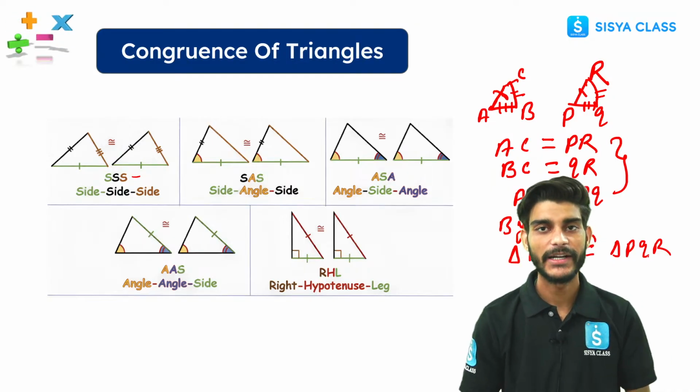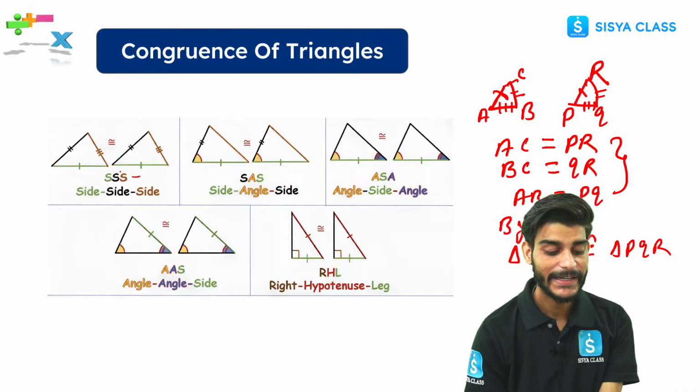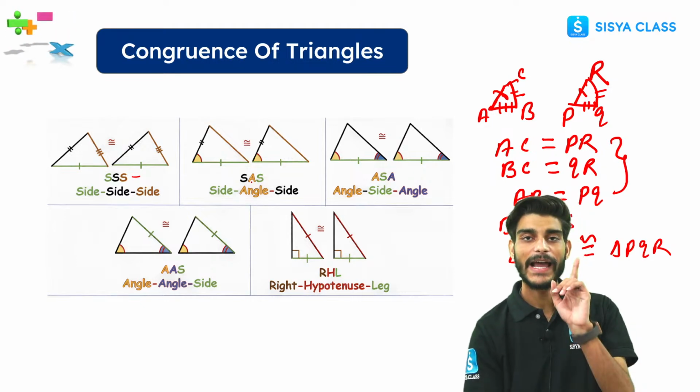Triangle ABC is congruent to triangle PQR. So this is one of the criteria: side, side, side. The second one is side, angle, side.